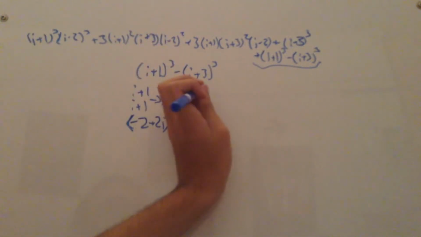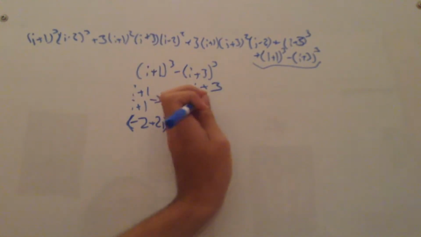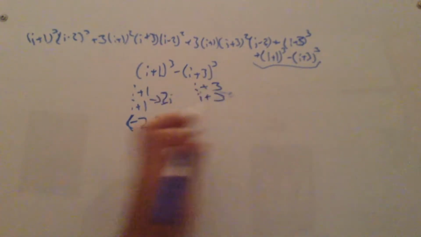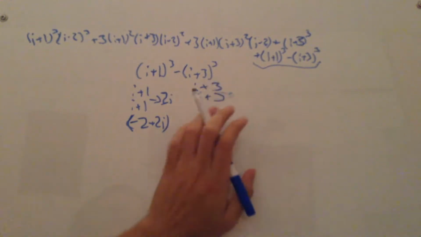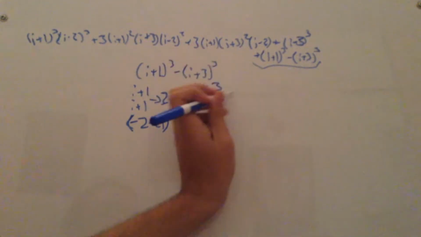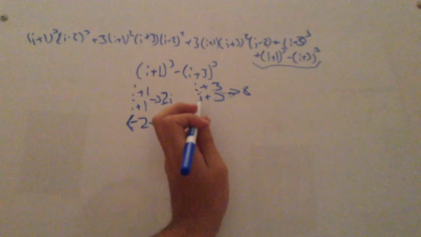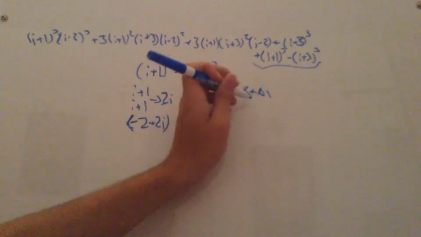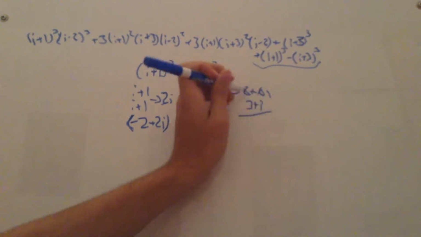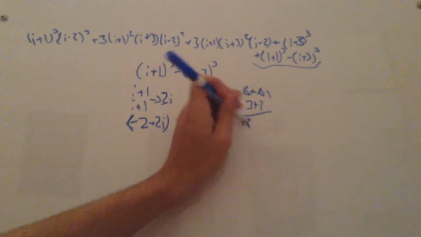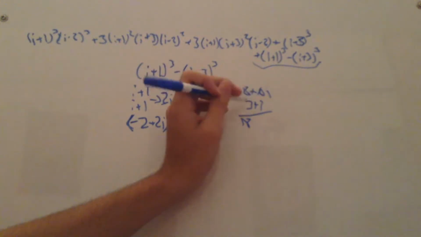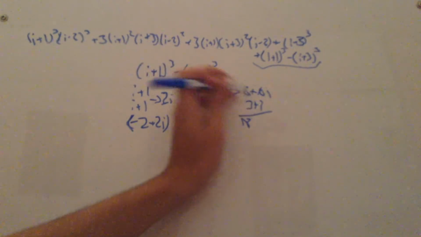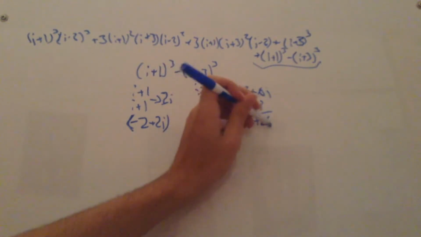So then we have (i+3)(i+3). So we got 9, negative 1, so 8, and then 6i. And then we want to multiply by 3 plus i. We get 24 minus 6 is 18. And then we get 3 times 6 is 18, and then 18 plus 8 is 26.